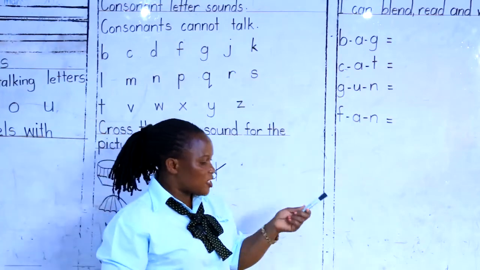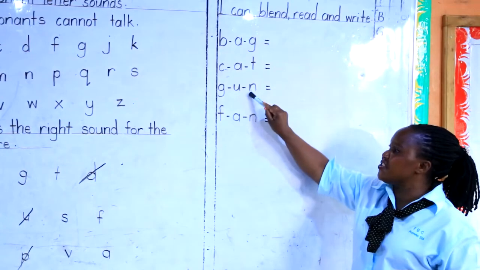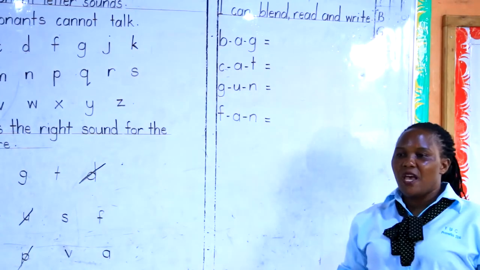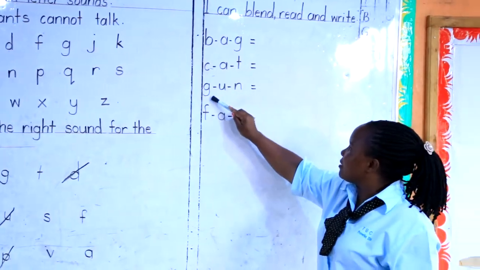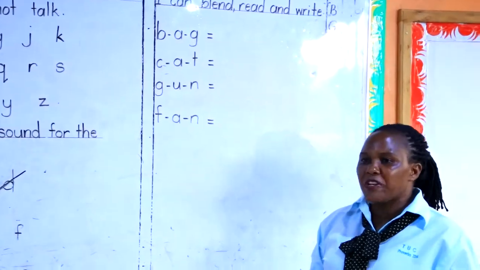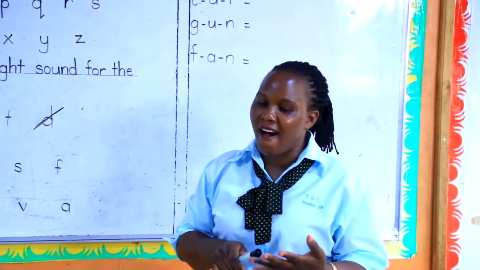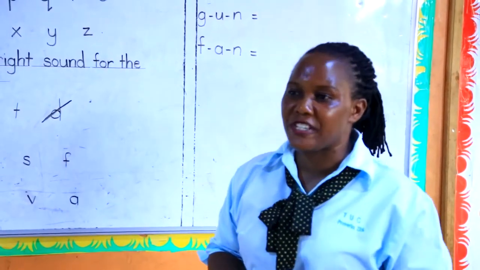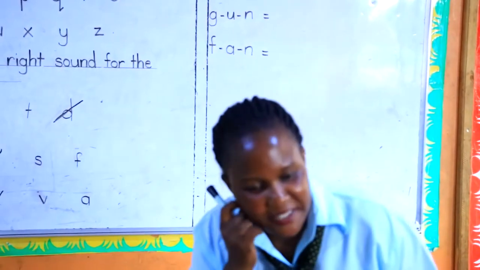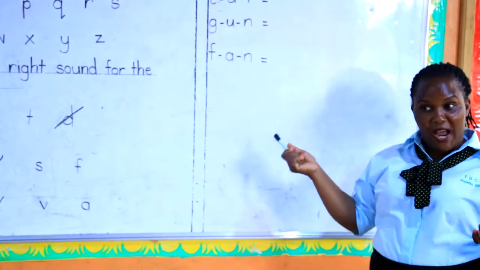Very good. Let's blend this one. The word is gun, everybody. Gun. The word is gun. Let's blend the word gun using our fingers. The word is gun. How many sounds have you heard? 3 sounds. Very good. There are 3 sounds in the word gun.